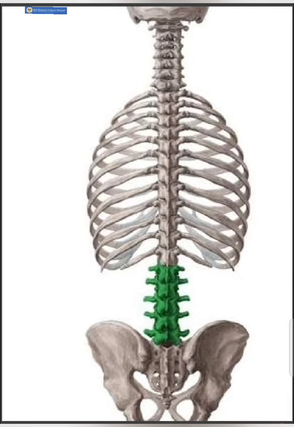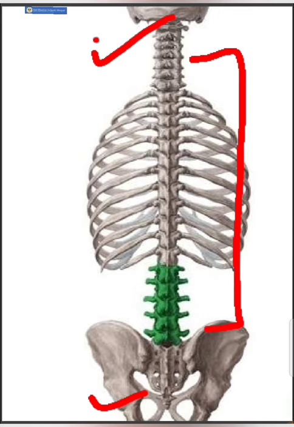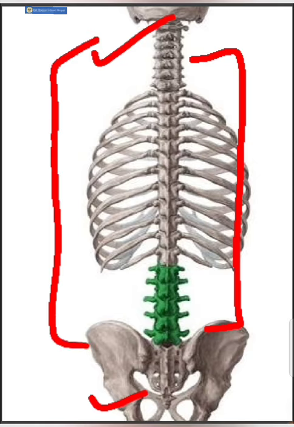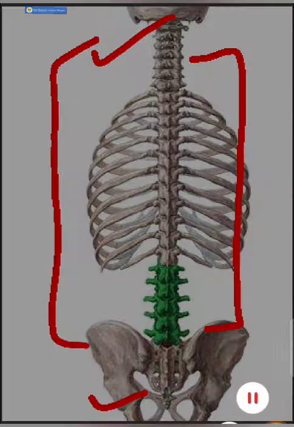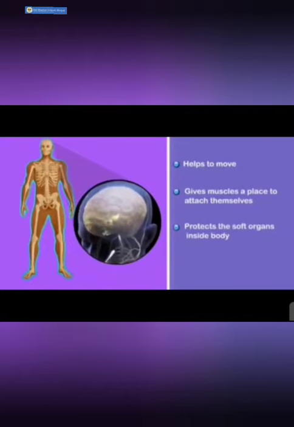So it is attached from the skull up till the tailbone here, and it is the main support to make us sit and stand in an upright position. Hence, the functions of the skeletal system are: it helps us to move, gives muscles a place to attach themselves, and also protects the soft organs inside the body.